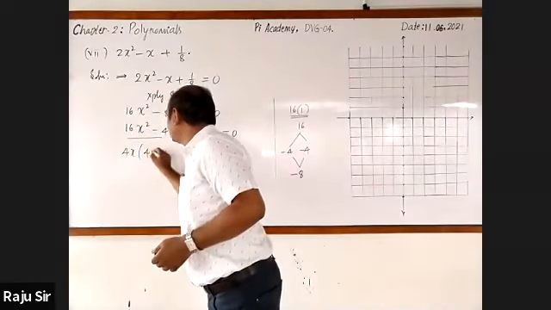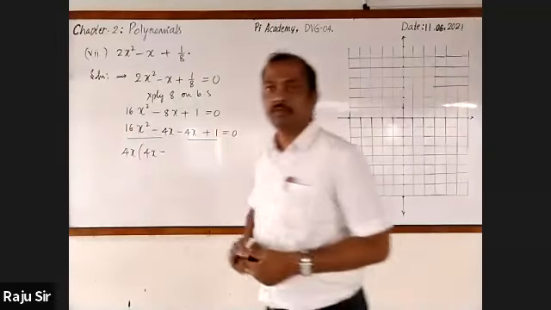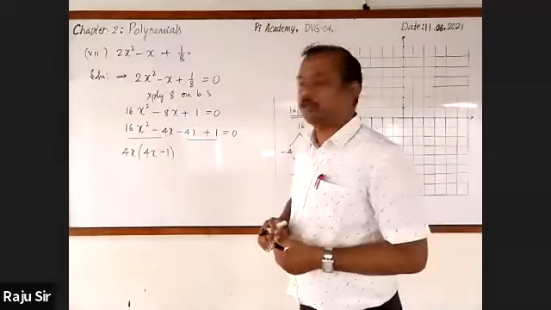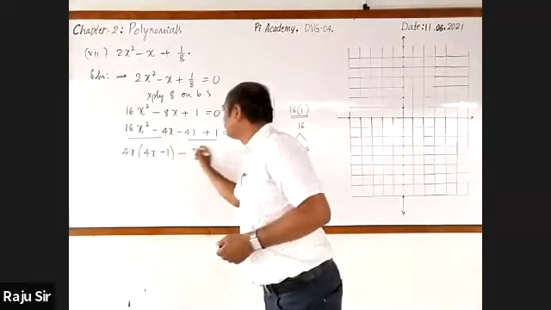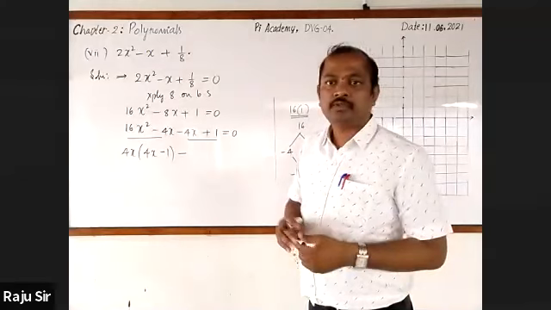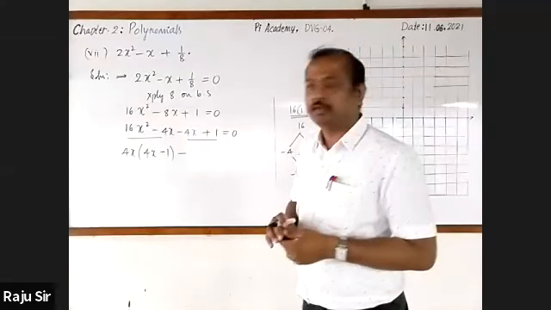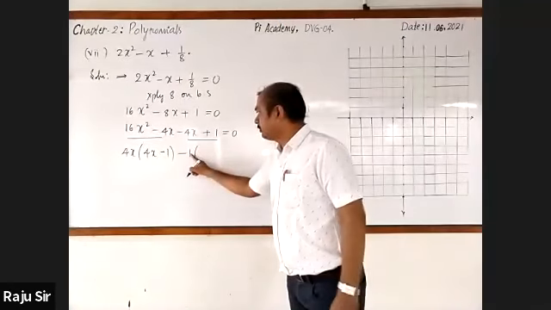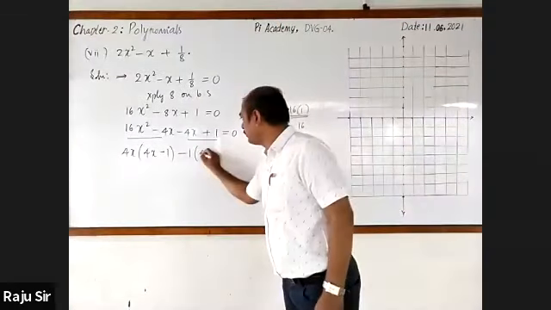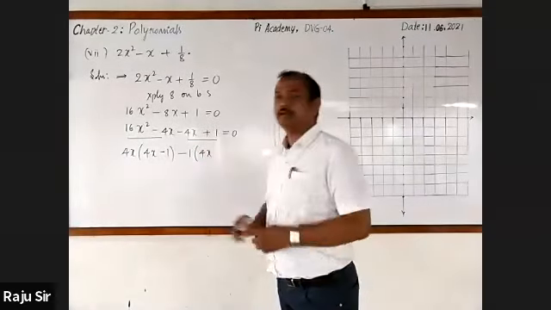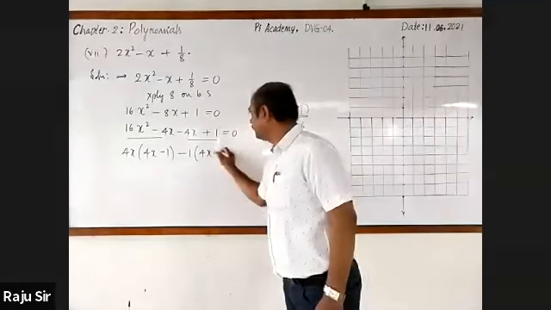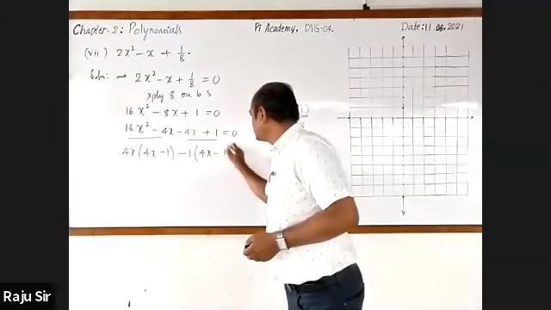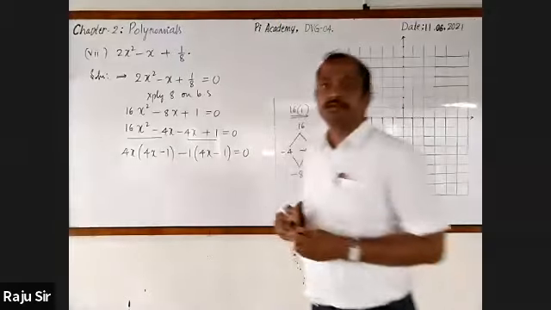4 16s are 16, x into x is x squared minus 4x, 1 4s are 4x. In the next group, we have the common factor 1 only. So when you take out minus 1 as common factor, 1 4s are 4, then 1 x is x. Minus into minus will be plus. Then 1 1s are 1, which is equal to 0.